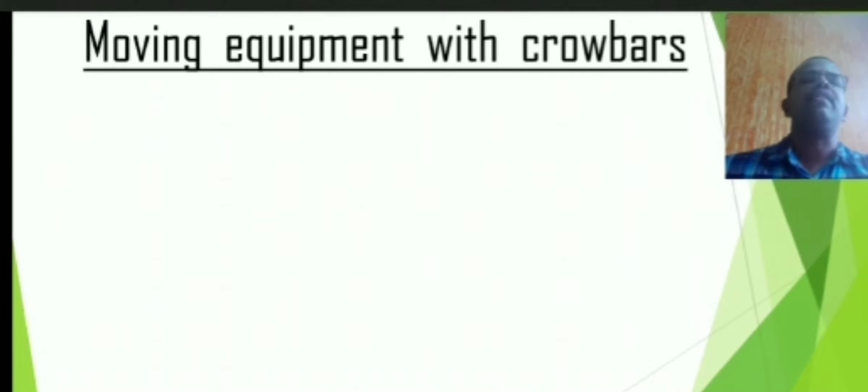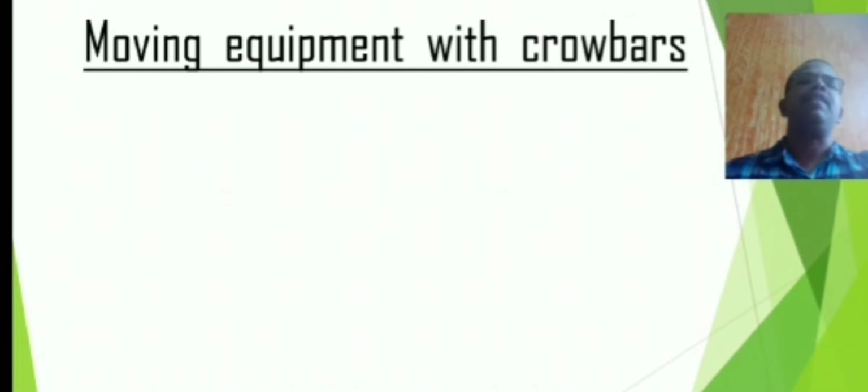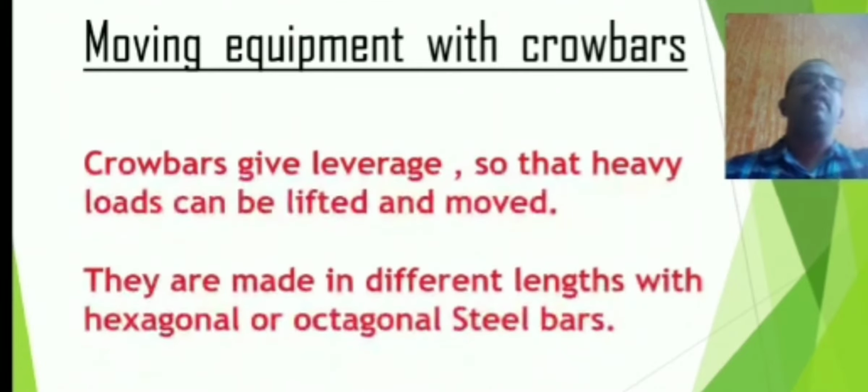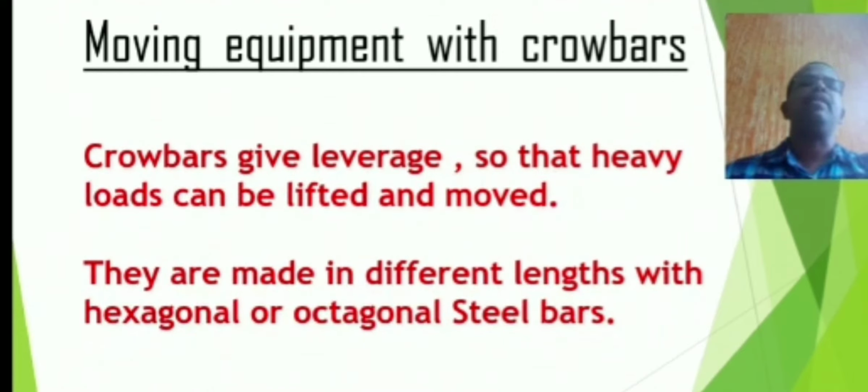First we will discuss crowbars. Today's chapter is moving equipment with crowbars. First we will see what a crowbar is. Crowbars give leverage so that a heavy load can be lifted and moved. Whatever the heavy load is, it can be lifted as well as moved. I told you that we have to get one shaping machine in, that we will see later.